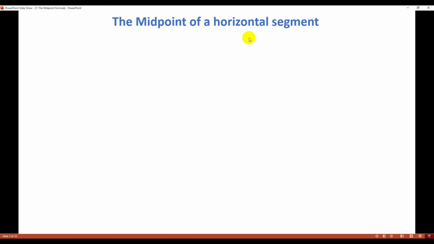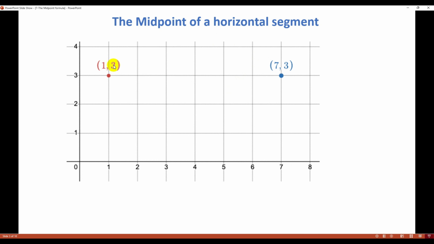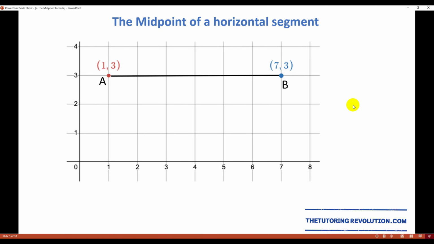So we're going to analyze this to have a general idea of how to create or generate the midpoint formula. Let's say that on the coordinate plane they give us these two coordinates, 1,3 and 7,3. We label them A and B and we join them with a segment. So we have segment AB. Now we want to find the midpoint of segment AB.